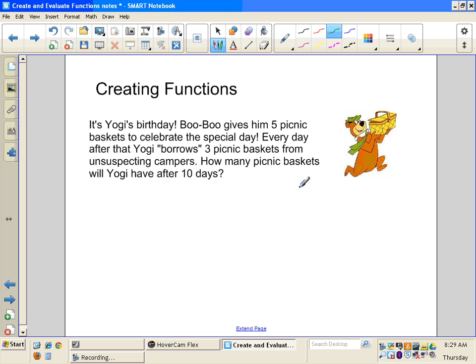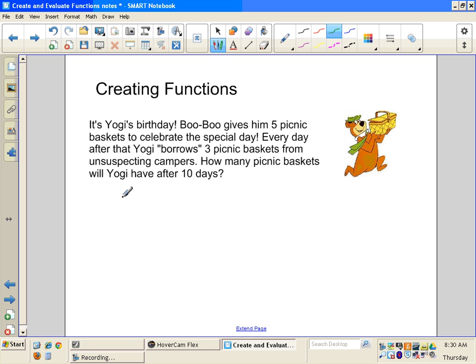All right, to create a function, you can take a story problem like this and put it into function form. So it says it's Yogi's birthday. Boo Boo gives him 5 picnic baskets to celebrate the special day. Every day after that, Yogi borrows 3 picnic baskets from unsuspecting campers. How many picnic baskets will Yogi have after 10 days?